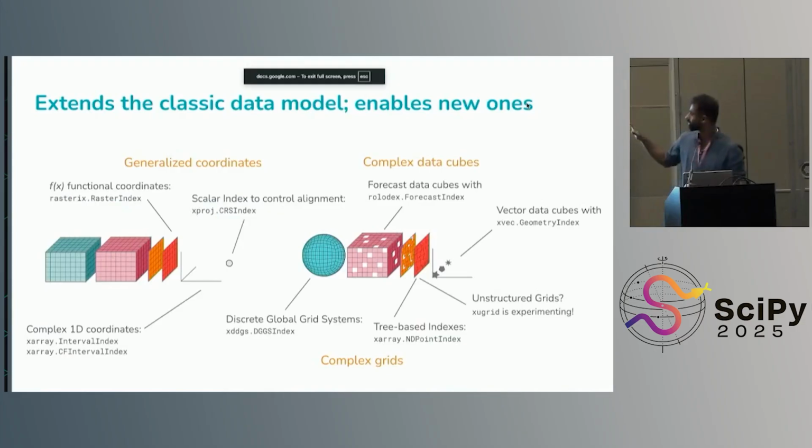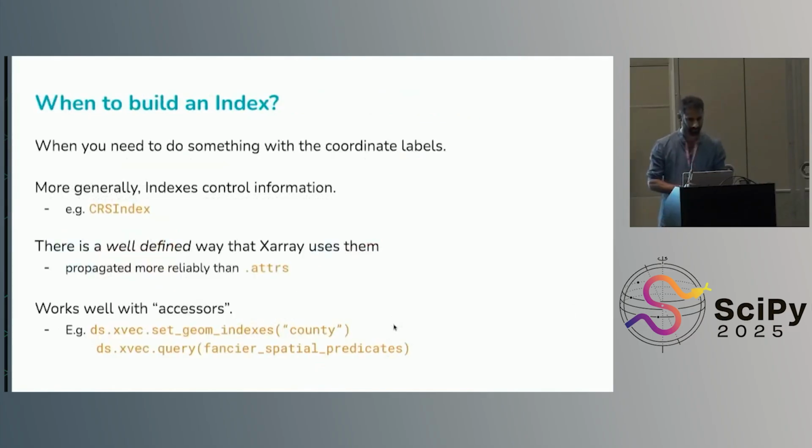So indexes kind of extend the classic data model. Even if you have cubes as your coordinate system, now you can do functional coordinates. You can do more complex 1D coordinates like intervals. You can look at more complex cubes. I didn't show you much of this today, but Eustace had a talk earlier about discrete global grid systems. So these are these spheres. Unstructured grids. I showed you vector data cubes and tree-based indexes. So we've really expanded what you can do with this new data model.